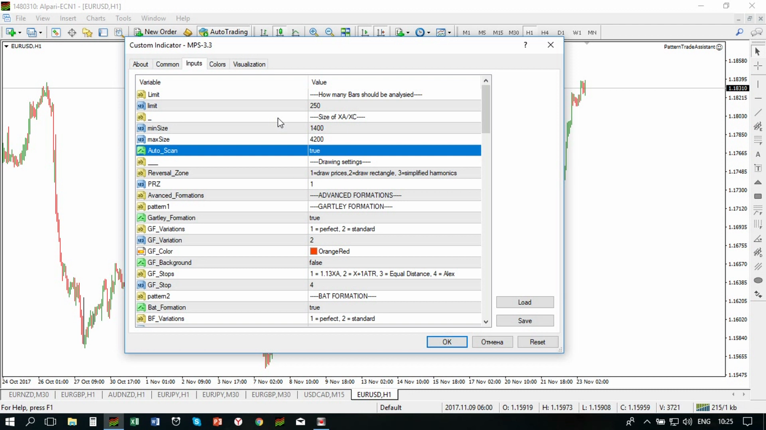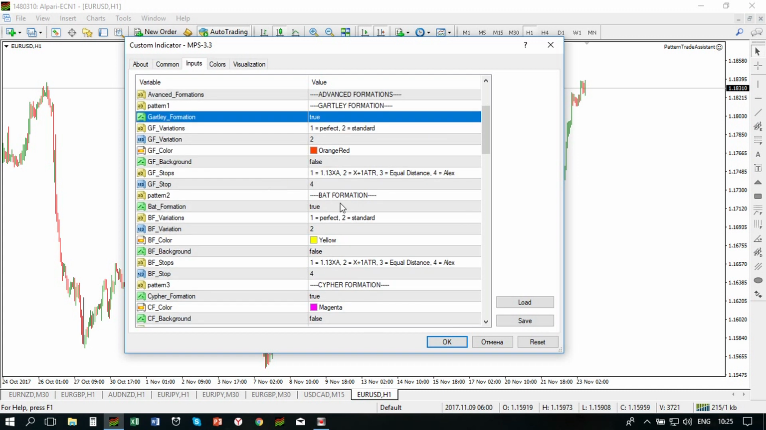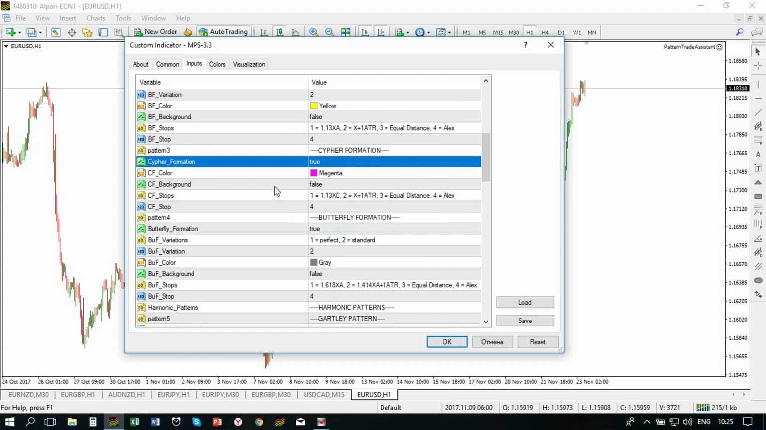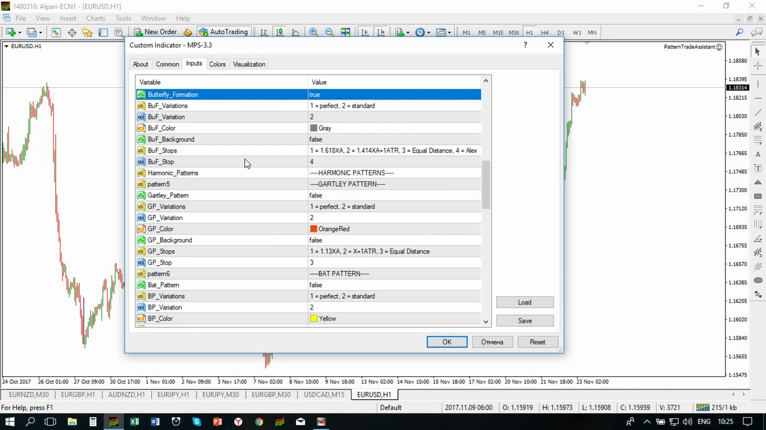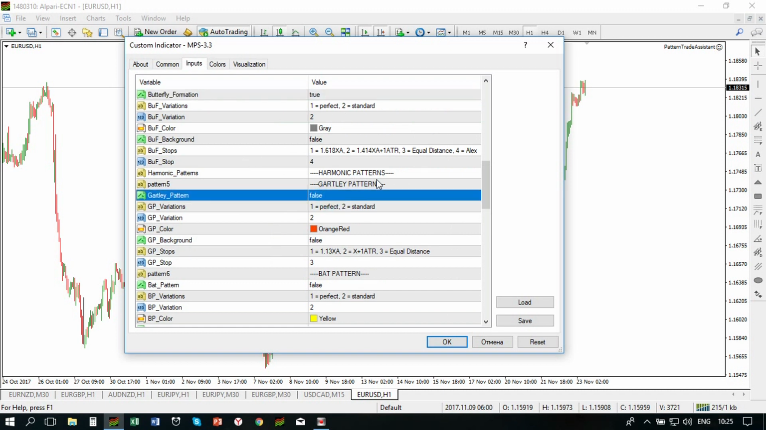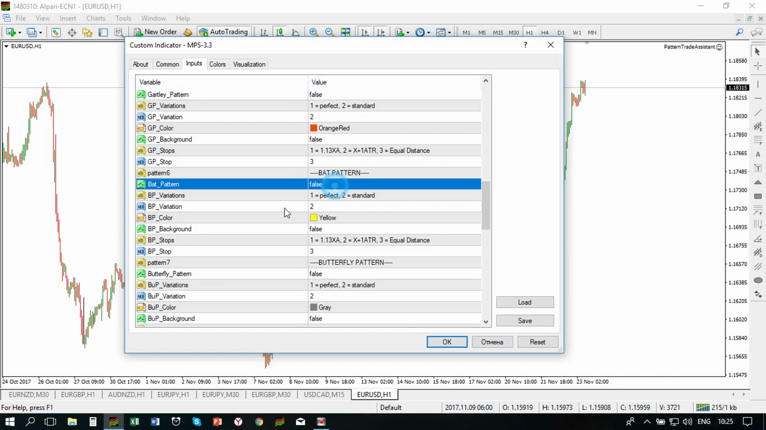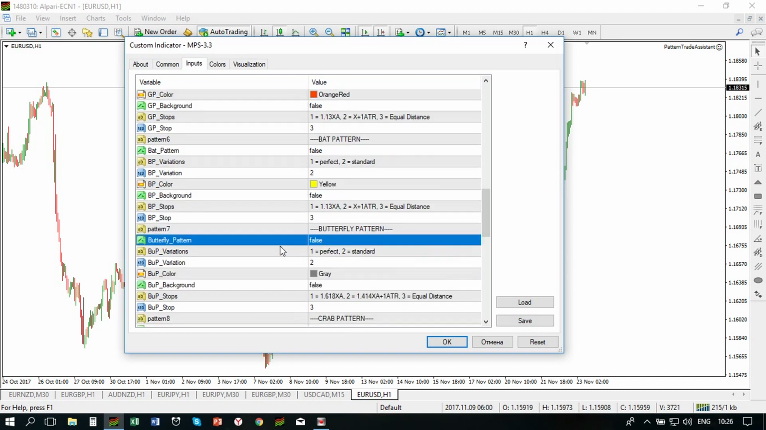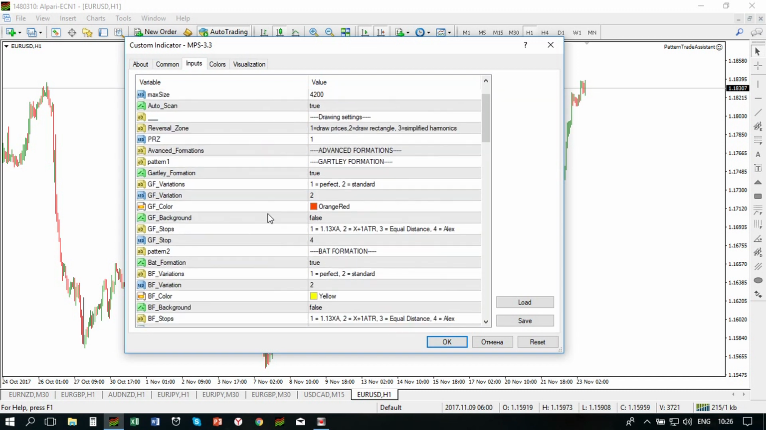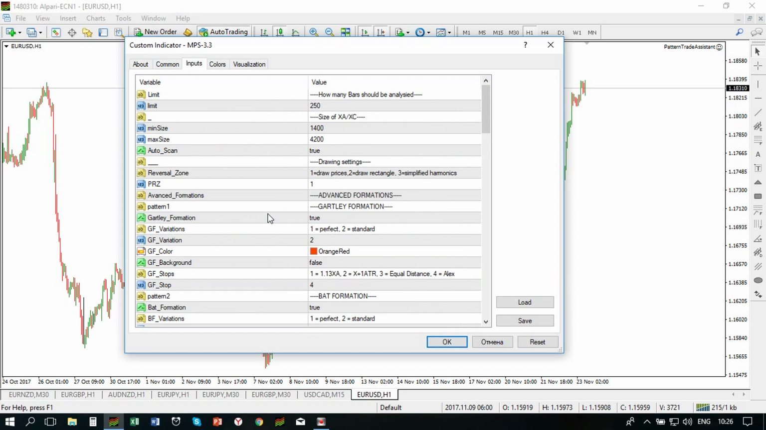Let's go to see how it works. Right now I have Gartley formation, Bat formation, Cipher formation, and Butterfly formation. They are advanced formations. And you may notice that my harmonic patterns are false. I don't have harmonic patterns. I only have advanced formation. But if I want, I can switch all to true, and I will have a mess of advanced formations plus harmonic patterns. It will be a bit messy.